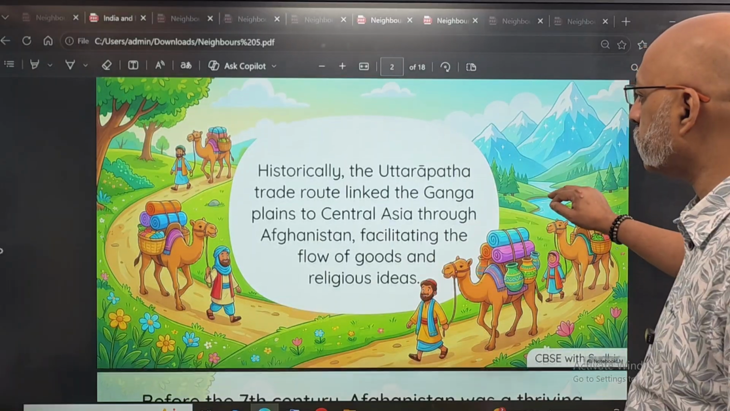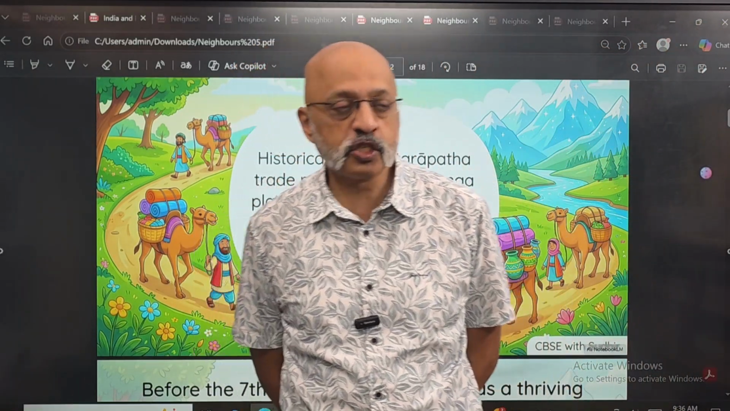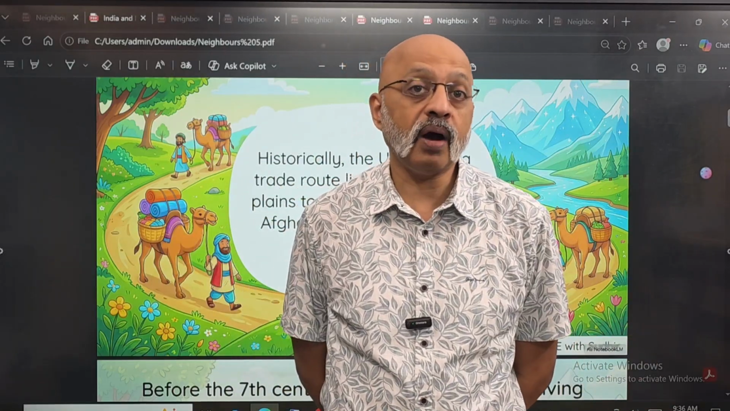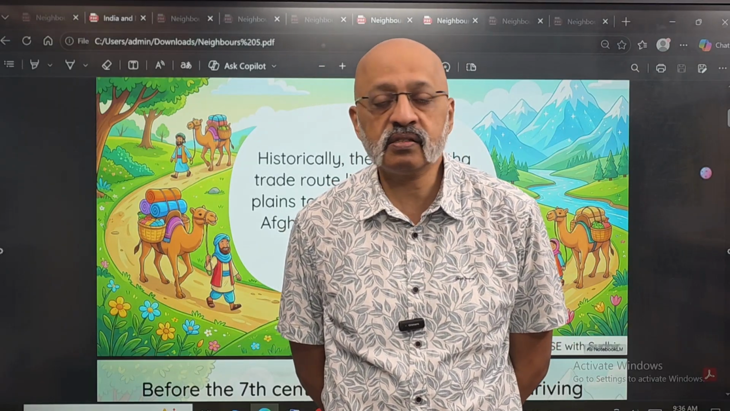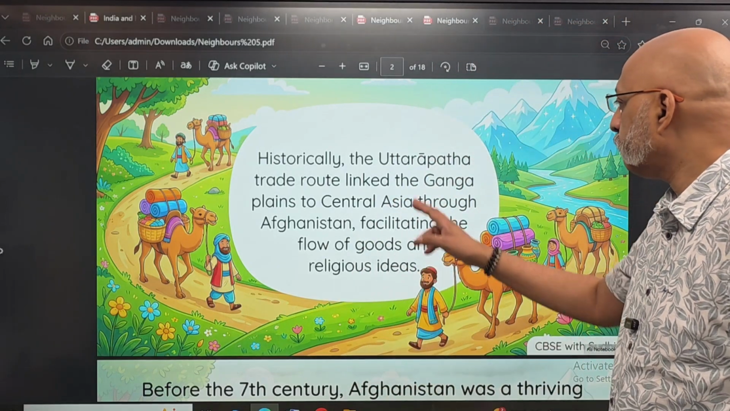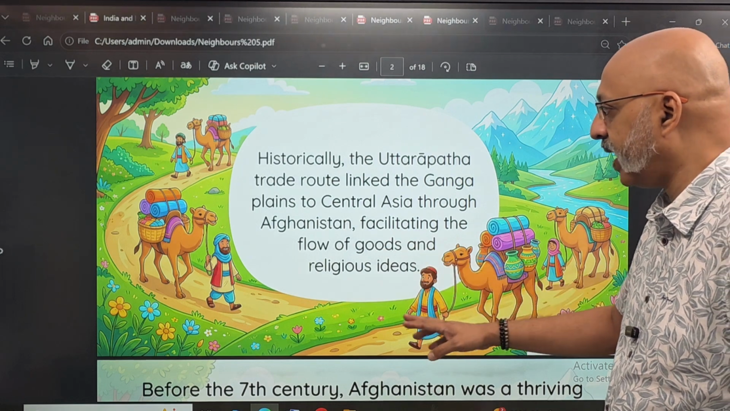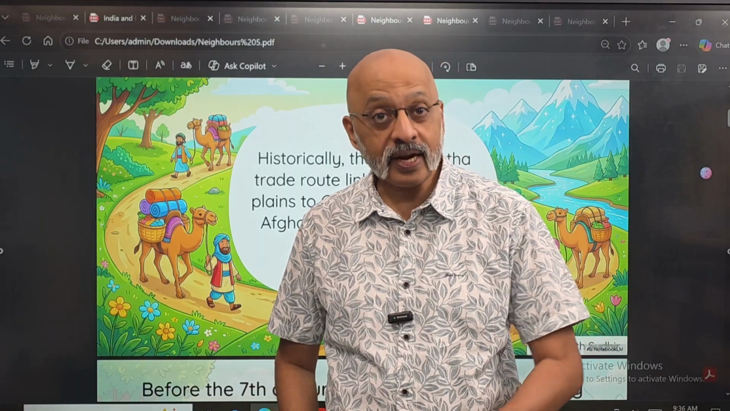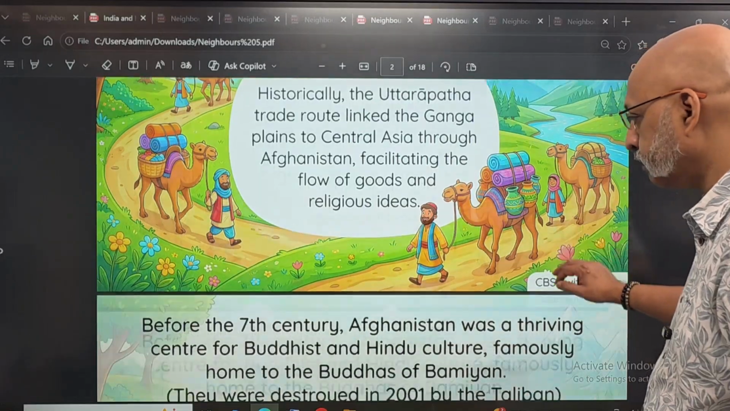So historically, the Uttarapatha, if you remember what we studied in class 6 and even in the first part in class 7, we had people coming in from Afghanistan, different kinds of invaders, different kinds of traders, who would come from Afghanistan into India through the Ganga plains to Central Asia, facilitating the flow of goods and religious ideas. So there was, if you remember, this old story called the Kabuliwala, that is somebody coming from Kabul. Kabul is the capital city of Afghanistan.